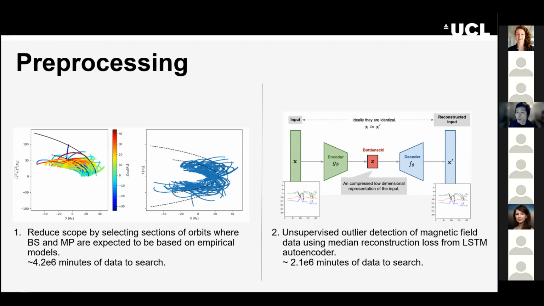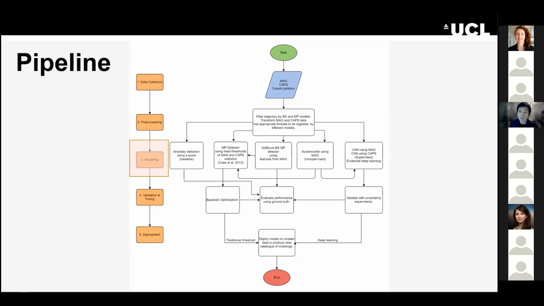And so we employ an autoencoder for unsupervised outlier detection. And this technique helped us reduce the data by around 2 times, whilst keeping over 95% of the crossings in the catalog. So that's a step in the right direction. Okay, now on to the modeling part.